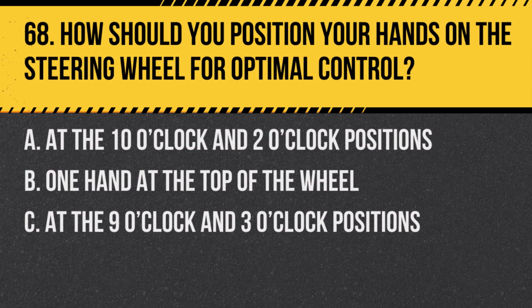Question 68. How should you position your hands on the steering wheel for optimal control? A. At the 10 o'clock and 2 o'clock positions. B. One hand at the top of the wheel. C. At the 9 o'clock and 3 o'clock positions. Answer: C. At the 9 o'clock and 3 o'clock positions. This position offers the most control and stability.